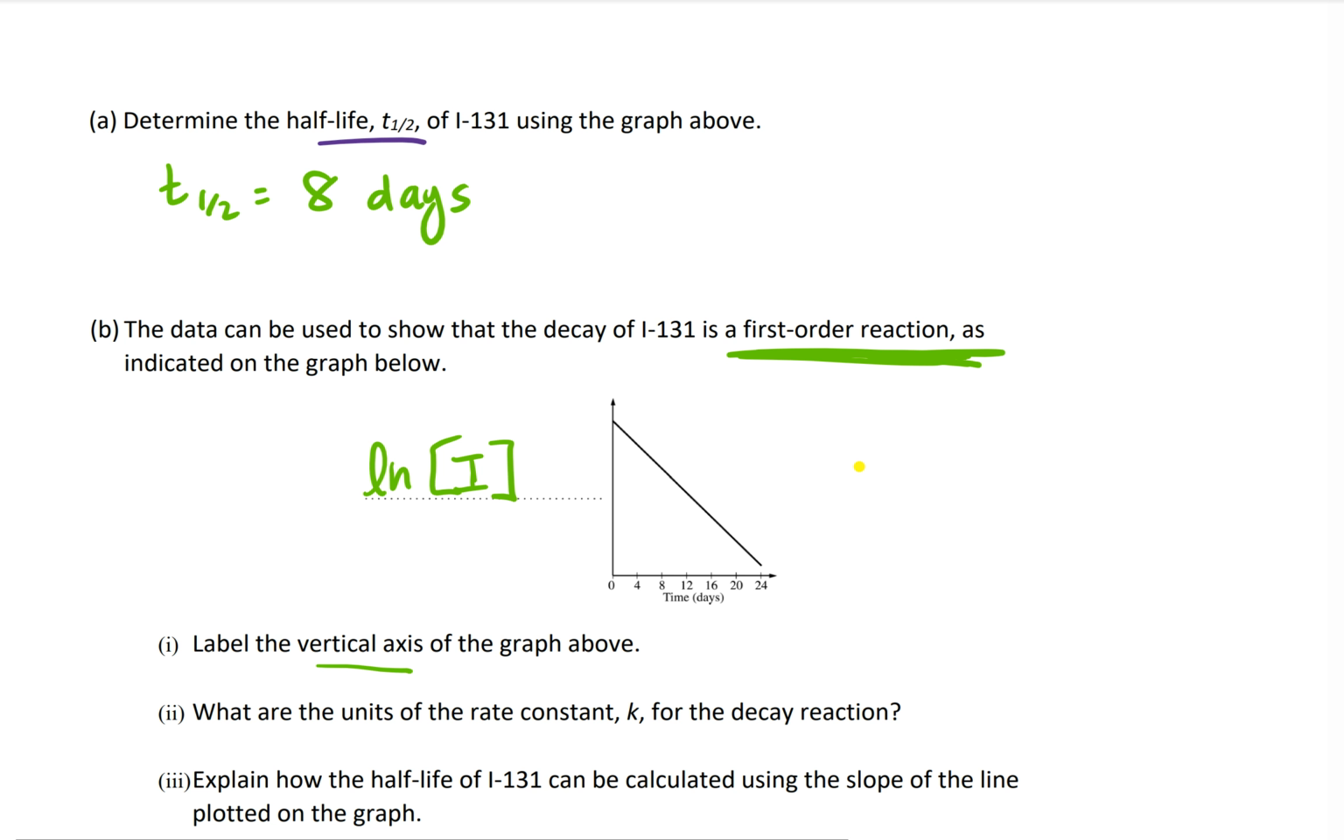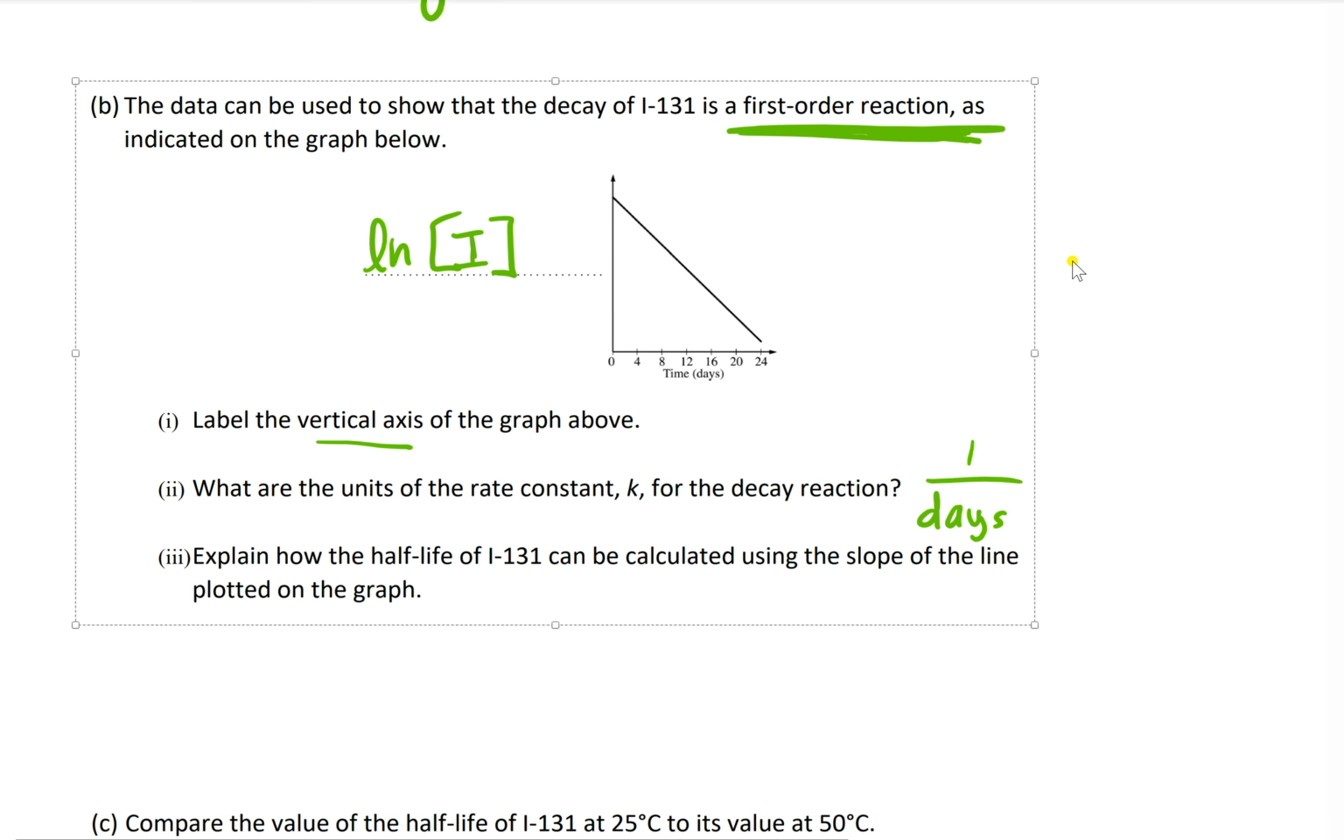Part 2, what are the units of the rate constant for this decay? Well, if it is first order, then I know that it's just going to be 1 over the unit of time, of days. Because I know the shortcut for units on K, it's 1 over the molarity raised to the power of overall order minus 1. But since our overall order is 1, it's 1 minus 1, and that gives me 0. So it's just going to be 1 over days.